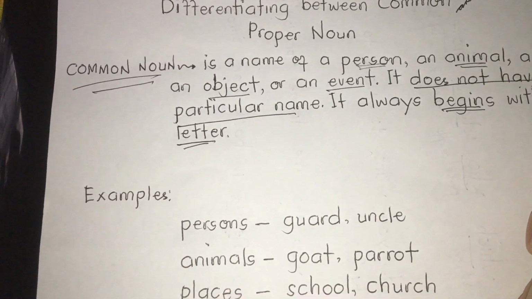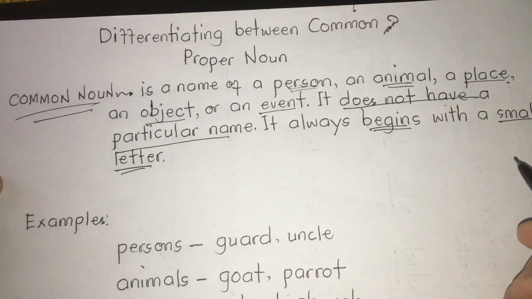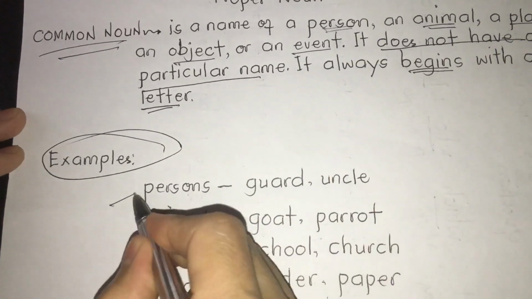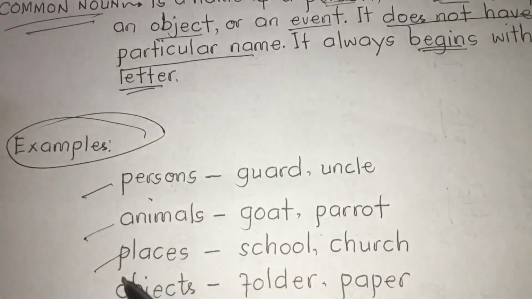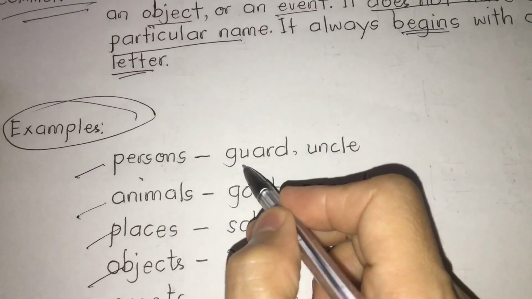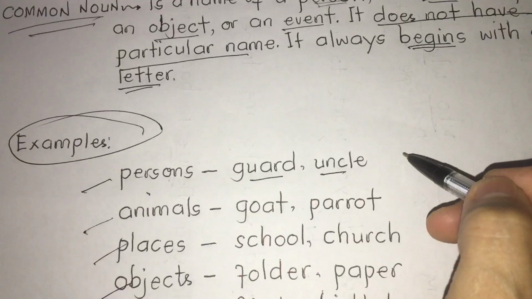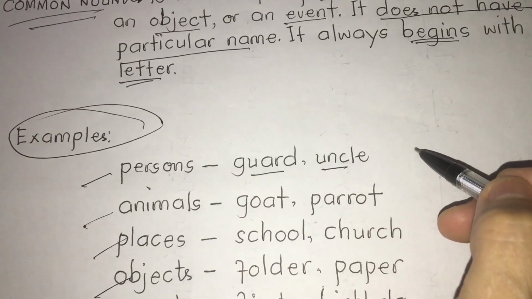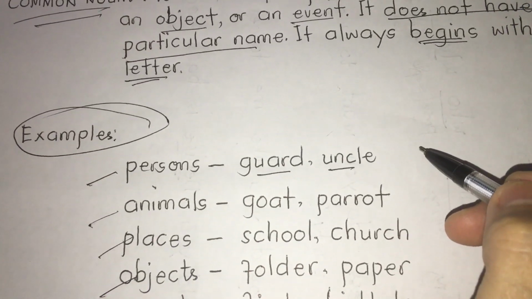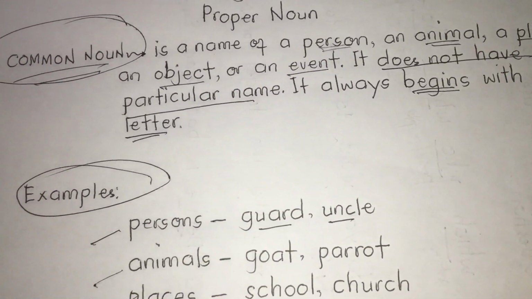That is the mark that a common noun doesn't have a particular name. For examples, we have persons, animals, places, objects, or events. In persons, class, you can cite either a guard, an uncle, an aunt, a teacher. So those are persons, but we don't have any specific name for them because we are discussing a common noun.